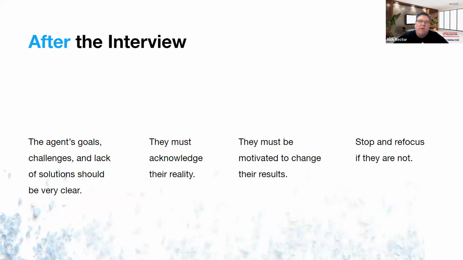So remember that at this point, the agent's challenges and lack of solutions should be very clear. And I think we've outlined that with our little role play, right? She's got a gap. They have to acknowledge their reality. So if they haven't, I've got to spend time reframing those questions to get her to connect the dots and the light bulb to go on. I think she's pretty clear that she's hit a plateau, she's stuck, right? And we have the information that we need, which is why we pivoted for the appointment for the presentation right there at question 15, right?